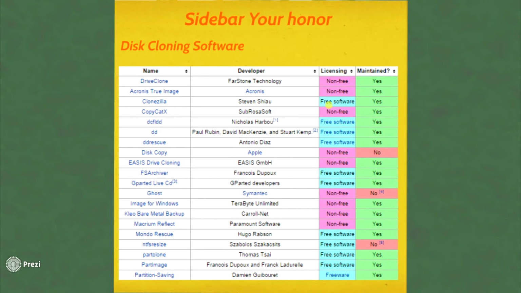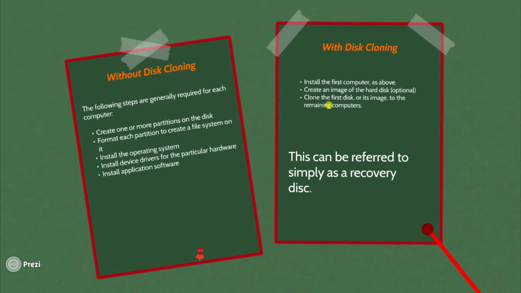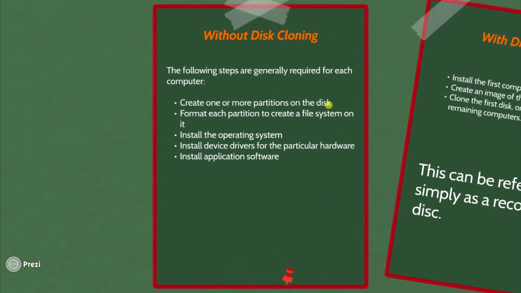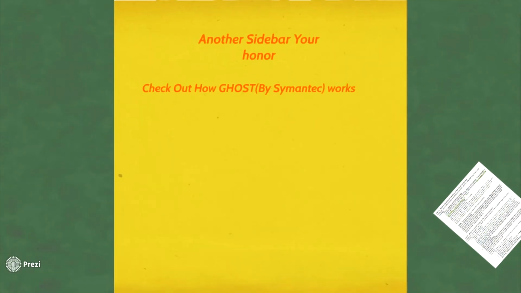Notable from the list are Ghost by Symantec, the company that developed Norton antivirus software, and Acronis TrueImage by Acronis. So, how to make a clone? These are some few steps. As is clearly evident, without disk cloning, the number of steps is far more than with disk cloning. Now we'll look at some disk cloning software.